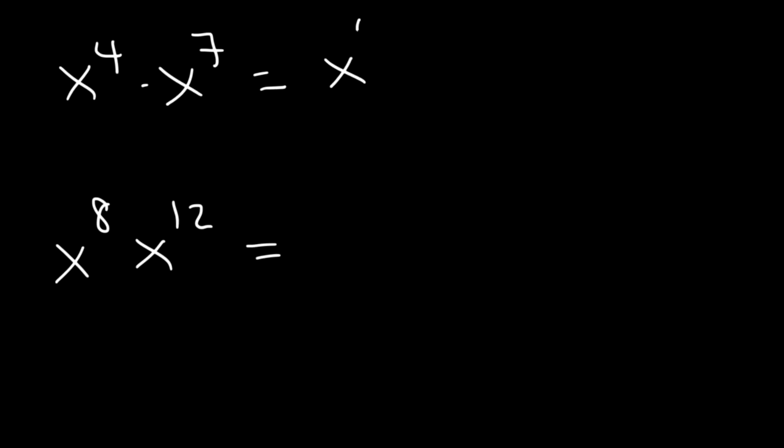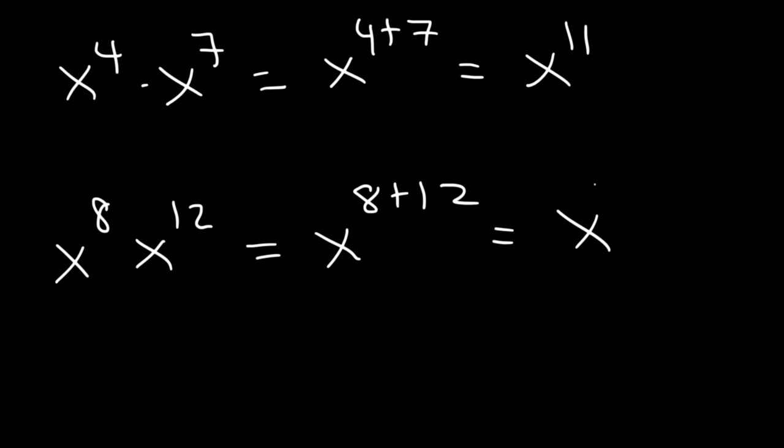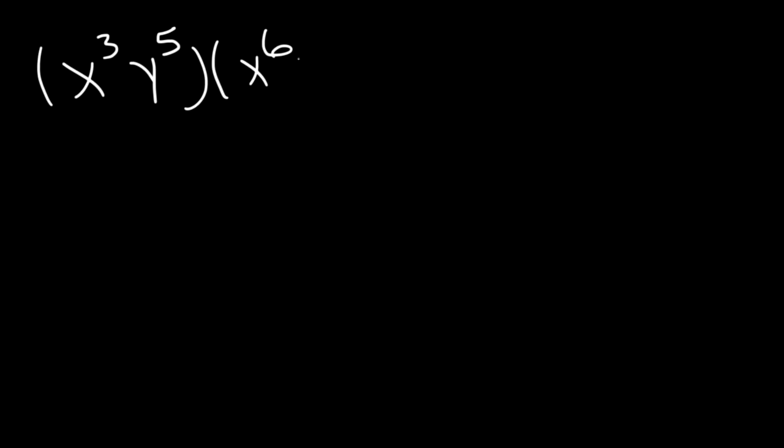So this is going to be 4 plus 7, which is 11. And x to the 8th times x to the 12th, that's going to be x to the 8 plus 12, which is x raised to the 20th power. So when multiplying monomials, you should add similar variables' exponents. Here's another example. Let's say we have x cubed y to the 5th multiplied by x to the 6th y to the 8th.